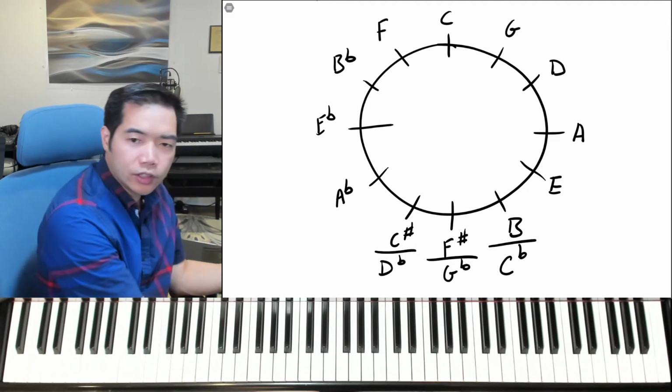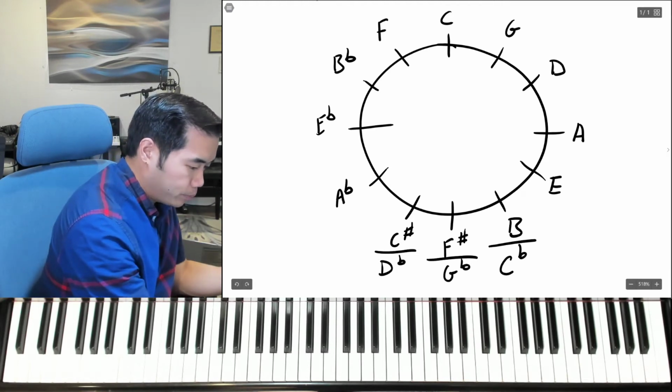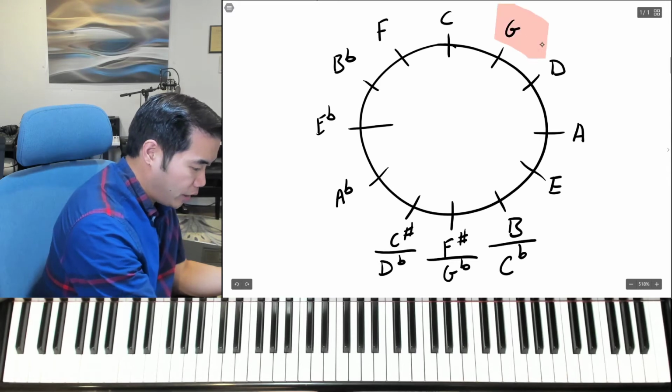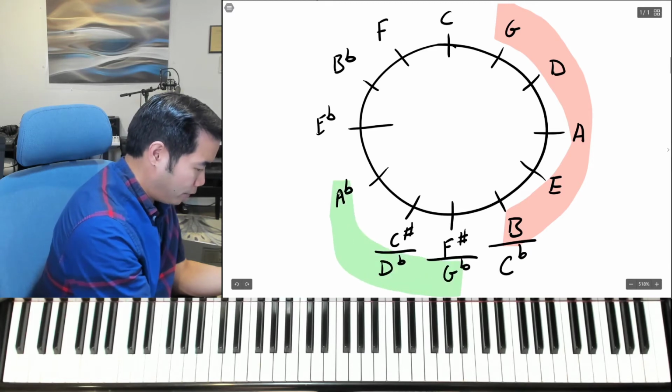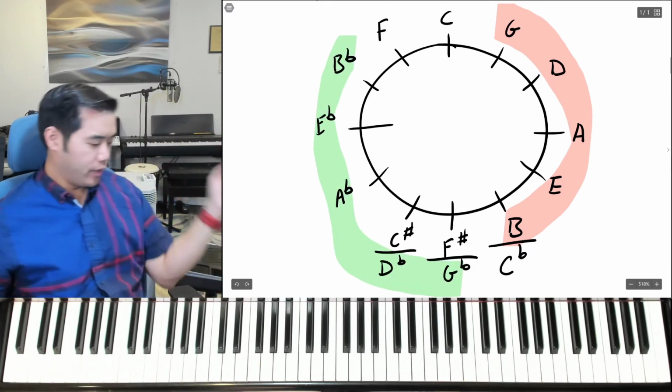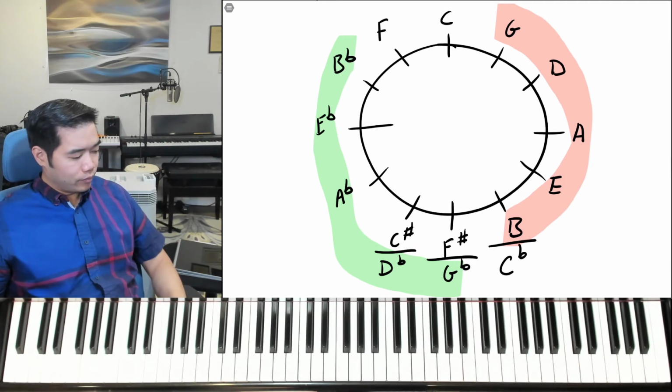So notice how there's this symmetry. It's a cycle. We have, for example, this portion of the circle of fifths, G, D, A, E, B, which correlates to G flat, D flat, A flat, E flat, B flat. See that? So there's a lot of symmetry in this.